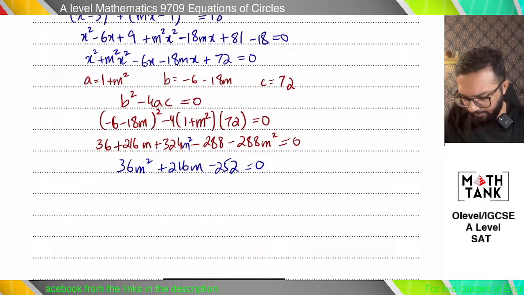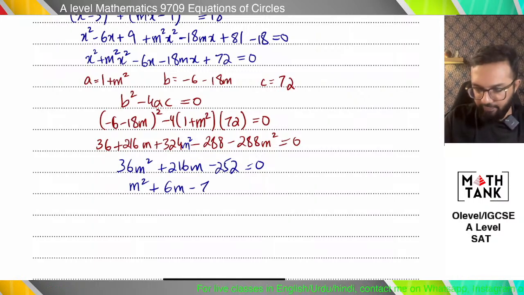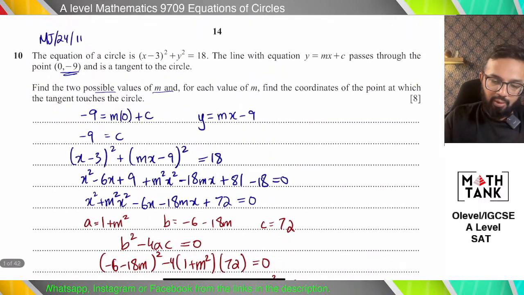Is that divisible by 36? Yes, that is also divisible by 36. So m² + 6m − 7 = 0. I get two answers out of this: I can get −7 and 1.